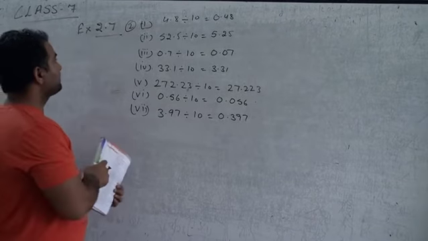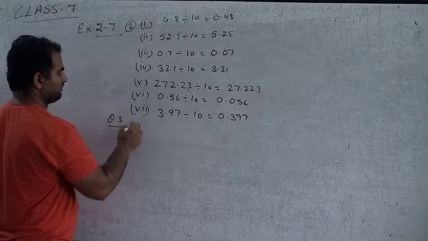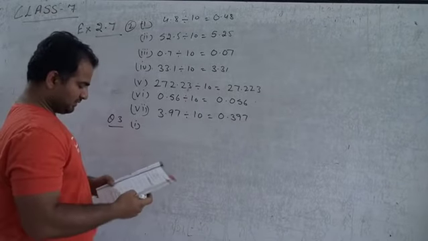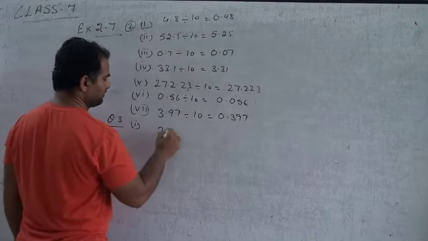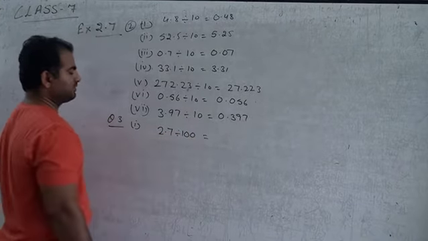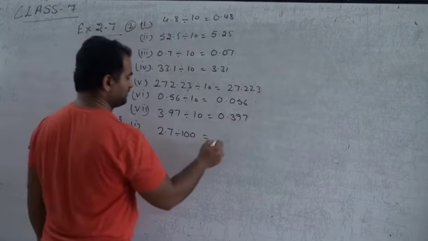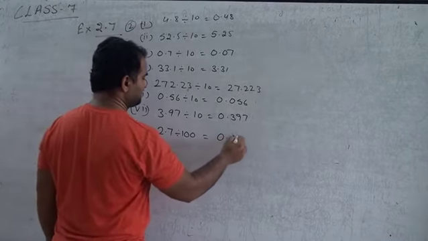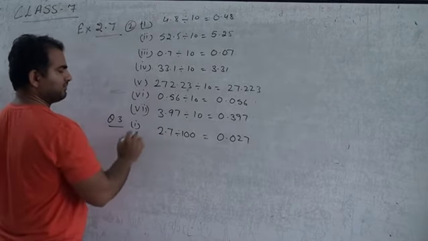Now we are going to question number 3. First, it is 2.7 divided by 100. So what we have to do? We have to shift that place 1 and 2 times. So it will be 0.027, because we have to put a 0 there and then move it 2 times.